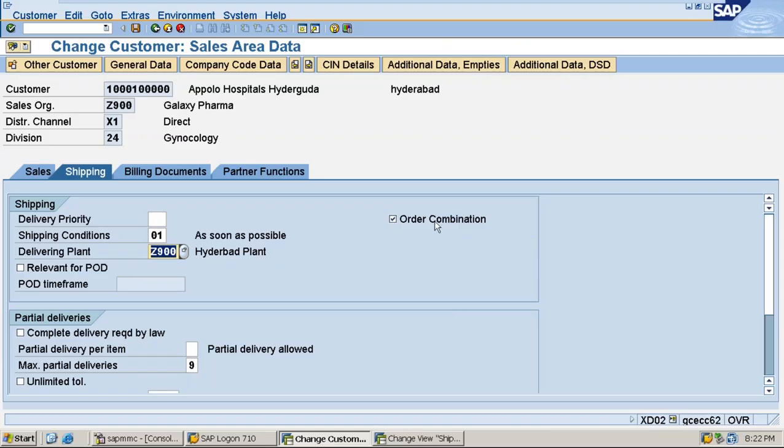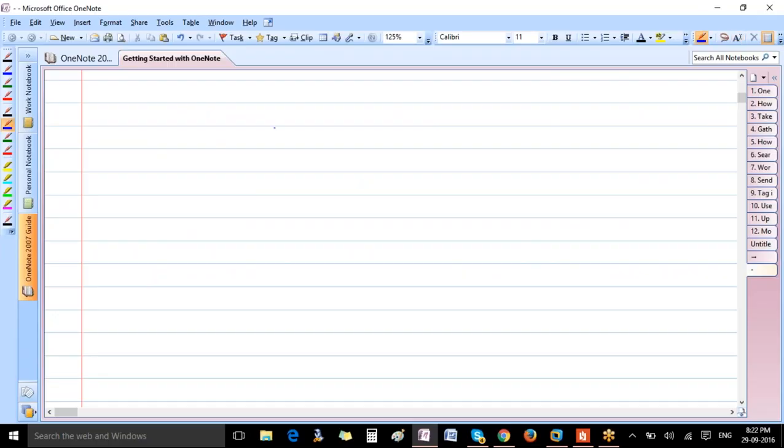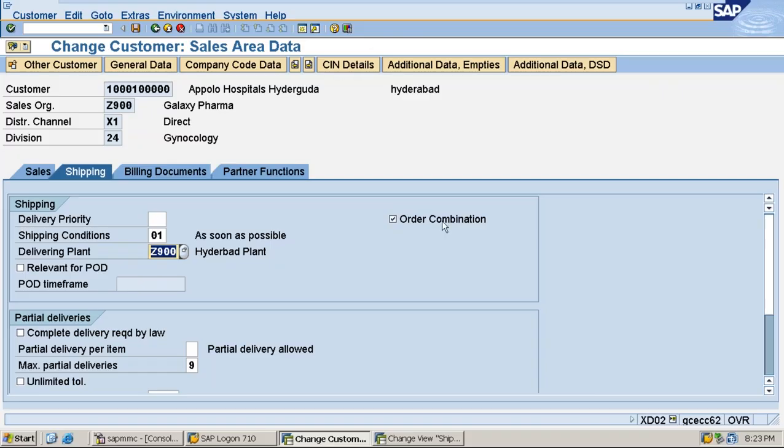Then next is order combination. Okay, this field. Order combination means, see, there is a customer called 101 for whom you have created three orders, which are 1, 2, 3. And the ship to party is the same. Then what you can do is club all these three orders and make it a single delivery and send it to the customer if the customer agrees. If the customer agrees, this should be activated for this customer.